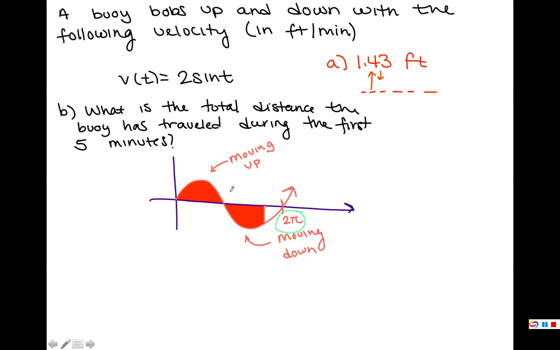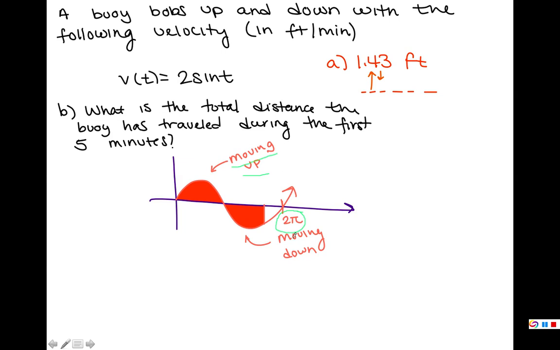When the velocity is positive, the object is moving up. And that's what's happening in the first half of this graph. When the velocity is negative, when the curve is below the x-axis, the object is moving down.